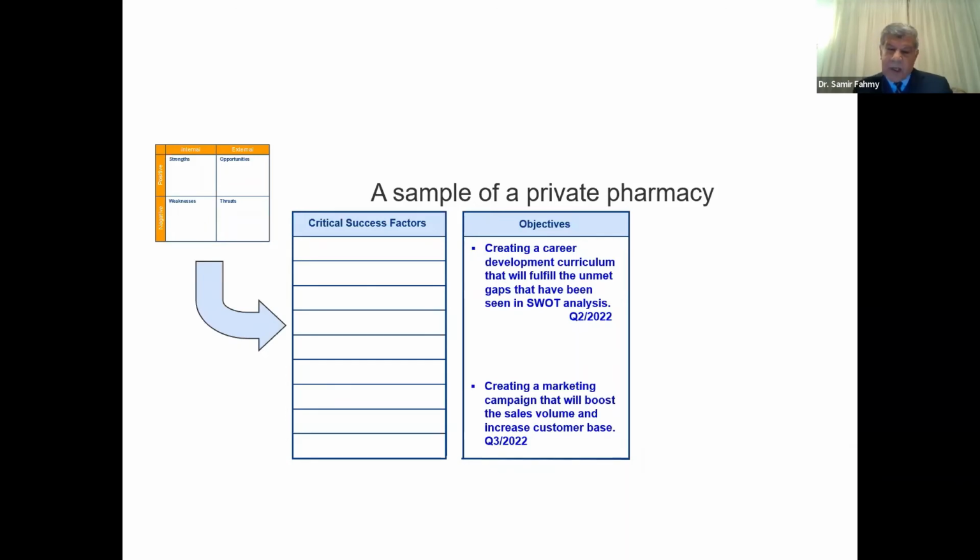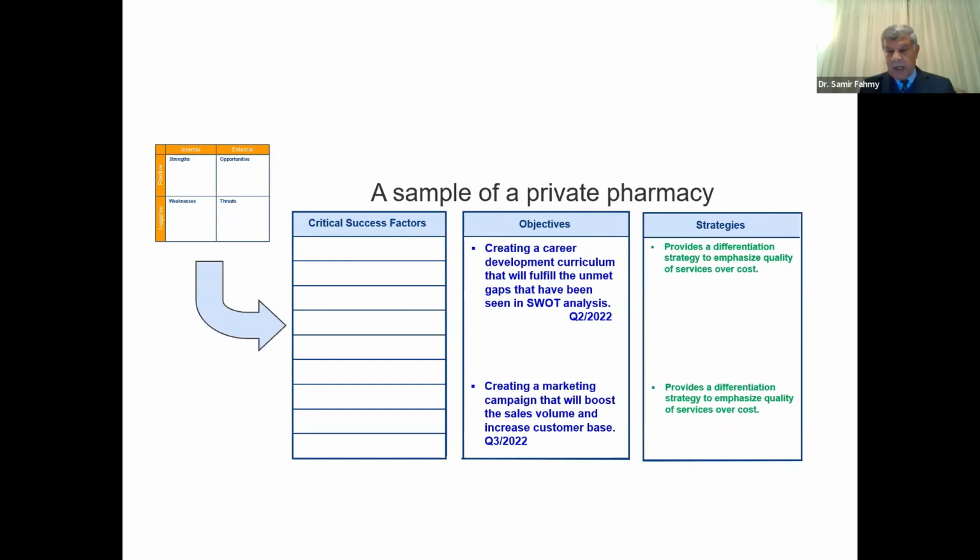And then the details of achieving needs to define which strategy we'll use to achieve this. So we'll have the strategy in green color. For the first one, provide a differentiation strategy to emphasize quality of the service over the cost. Here, we'll have very distinguished career development that makes even our organization have a better edge than any other organization working on the same field.